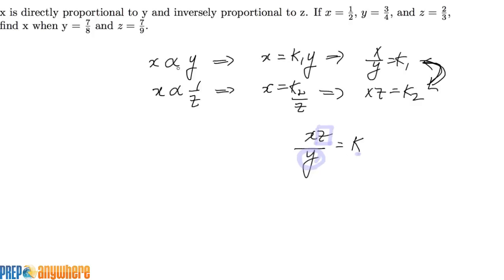Okay, so you have to write it like this. This is what we presented. You have to show that directly proportional means this, inversely proportional means this, so therefore we get this.